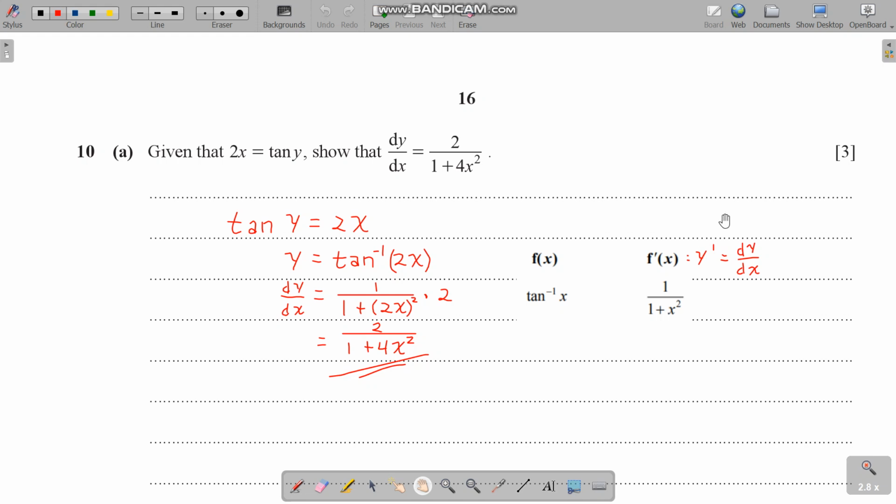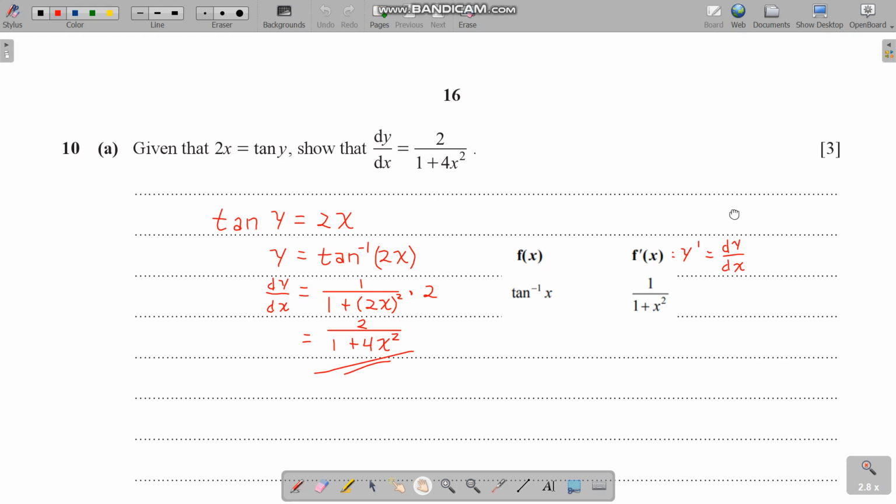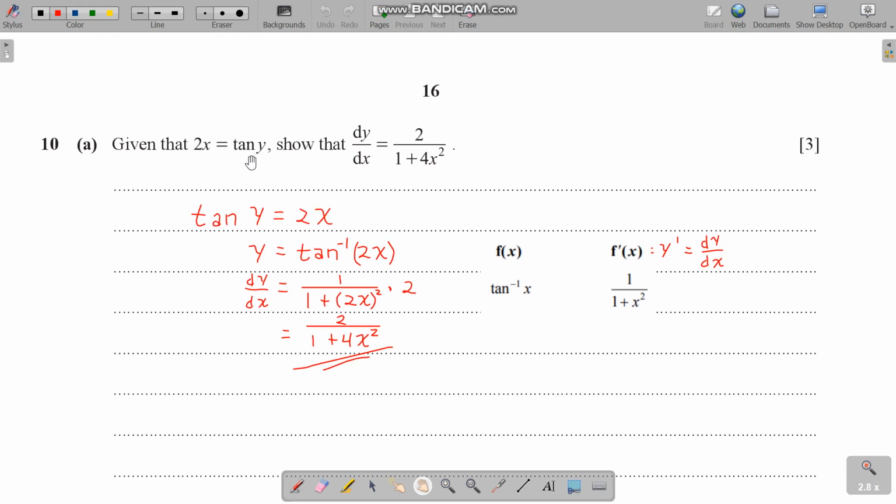This question is about integration mainly, but the first part is about differentiation. Given that 2x equals tangent y, show that dy/dx equals 2 over 1 plus 4x squared.